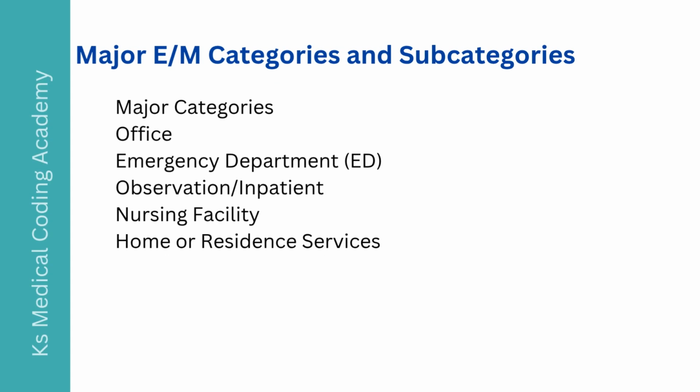Major evaluation and management categories defined in the CPT manual. Every EM code belongs to a specific category based on where the service is provided and the type of patient encounter. The 5 major categories include office services, emergency department services, observation or inpatient services, nursing facility services, and home or residence services. Each category contains its own CPT code range and documentation requirements. Understanding these categories is the first step toward selecting the correct evaluation and management code.